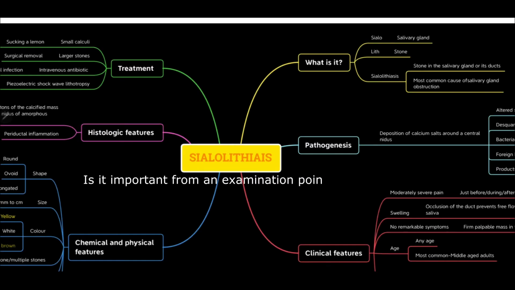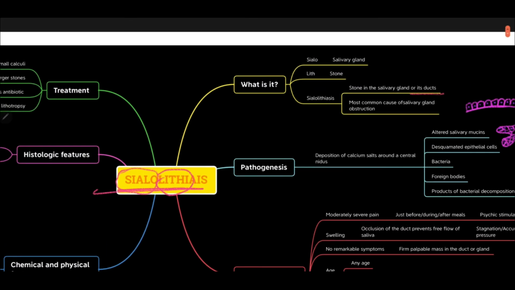Hi guys, today's video is another mind mapping video and the topic is sialolithiasis. So from its name I know that sialo means salivary gland, lith means a stone. So this is a stone that is seen in the salivary gland or one of its ducts. It is the most common cause of a salivary gland obstruction.